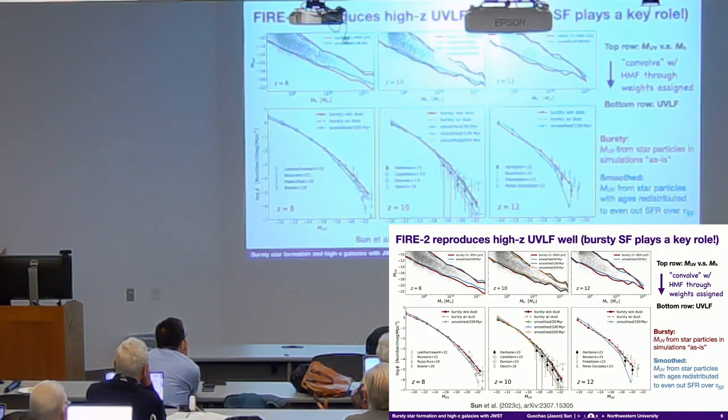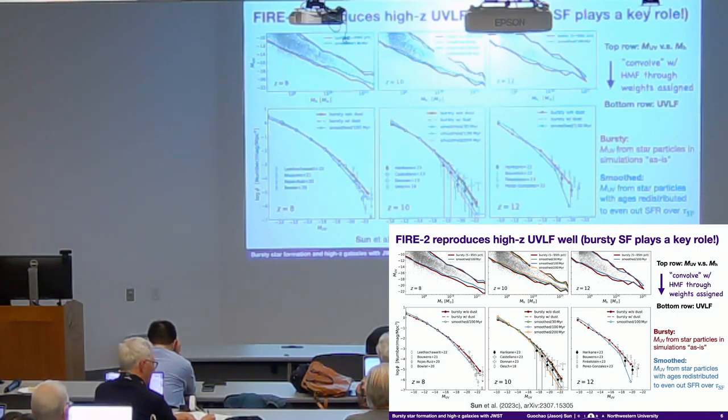So with varying levels of burstiness, this is what we use to evaluate the UV magnitude from our simulation. In the first scenario, which we call bursty, the UV magnitude is derived or evaluated directly from the SED of individual star particles without any modification. So it is derived as is from what our simulation suggests.